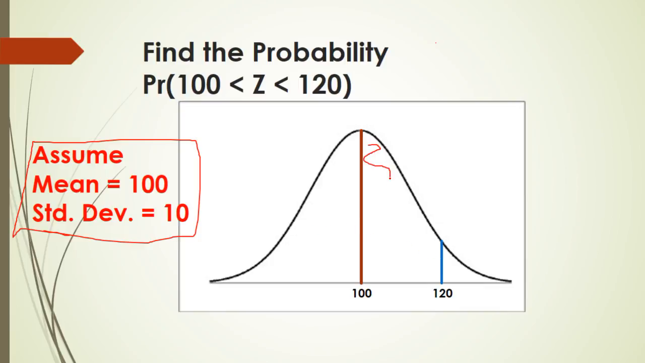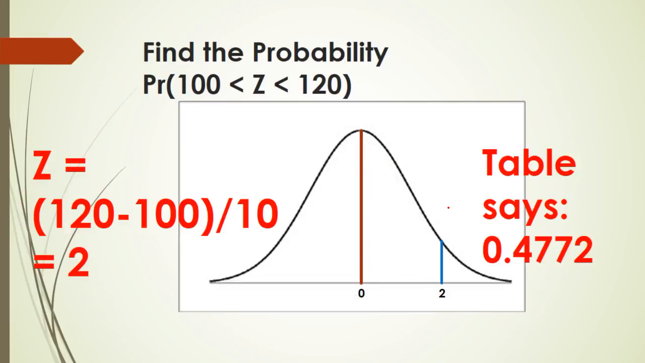Well, to calculate that, we would need to find the area under this curve. What we're going to do is convert this 100 into 0. We're going to convert this 120 into something else. And from that, we're going to figure out what the probability is by looking it up in the table. So we need to find the z. And to do that, we started off with 100 and 120. So we're going to take 120 minus 100, and we're going to divide by 10.